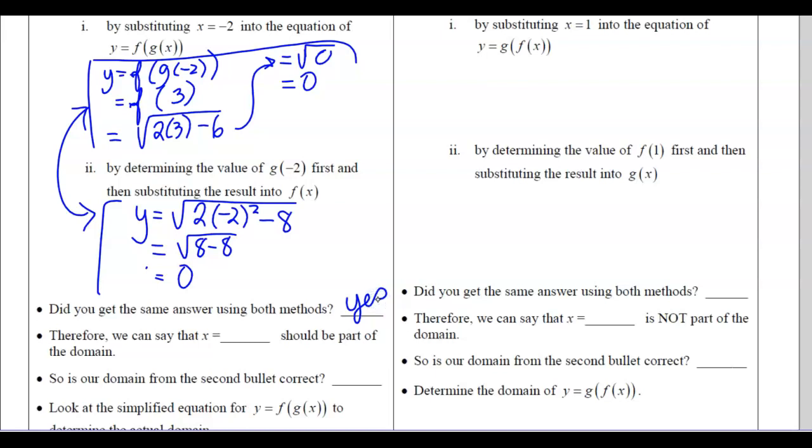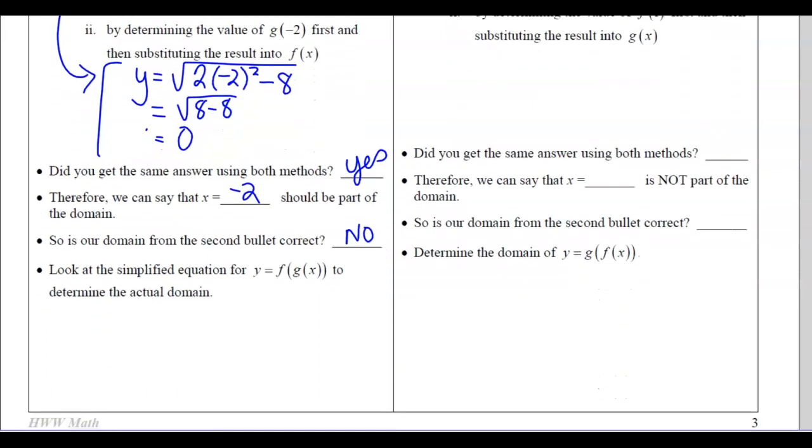Therefore you can say that x equals -2 should be part of the domain. So the domain that we said was x greater than or equal to 3 was based on our work from operations. But this is not really just an operation. It's not adding, subtracting, multiplying, or dividing. It's a separate concept, so it's not going to follow the same rules for domain. So is our domain correct? No.